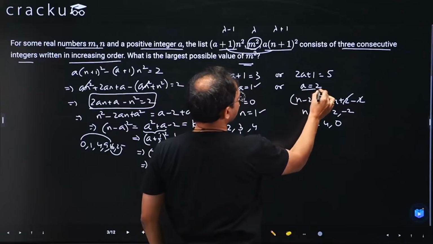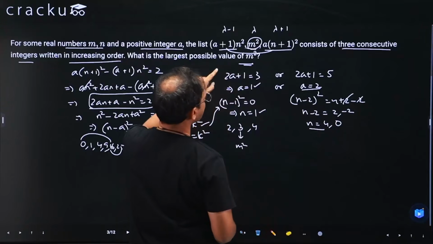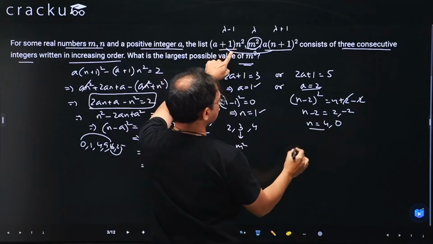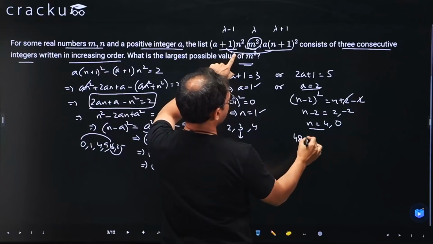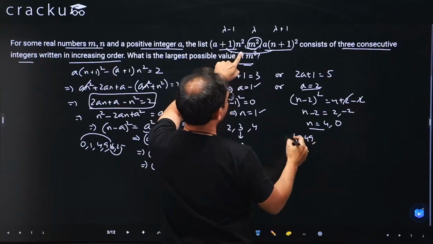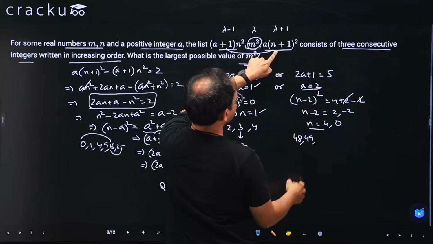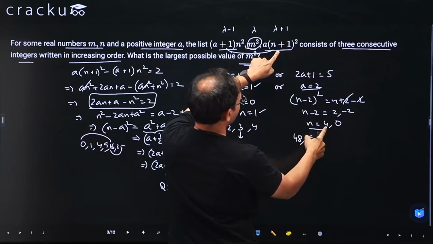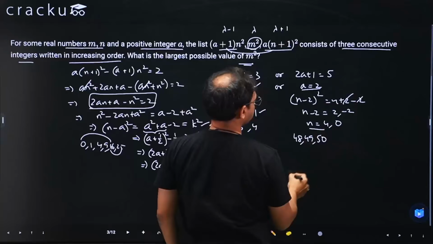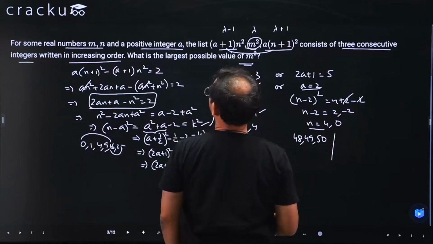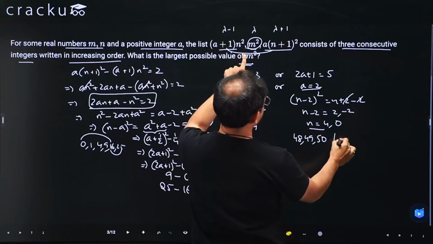Let us put a is equal to 2 and n is equal to 4. This will become 3 into 16, 48. Next term should be 49. And this one will be 2 into 25, that is 50.